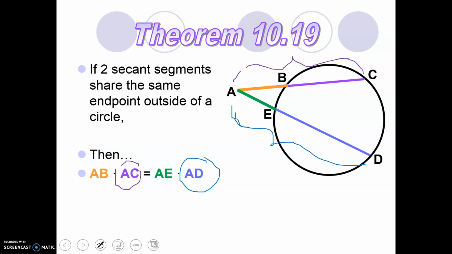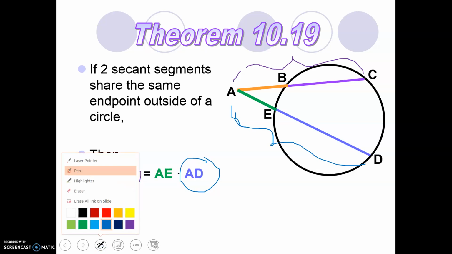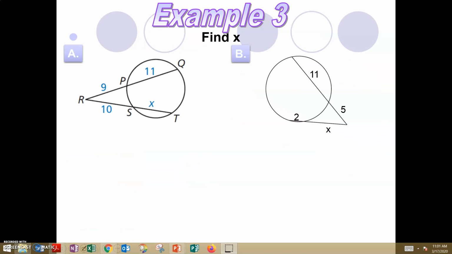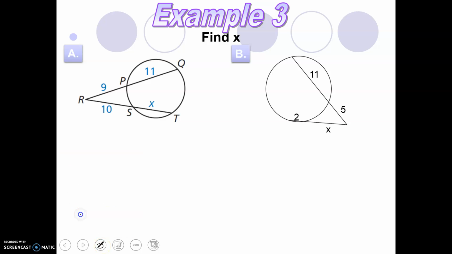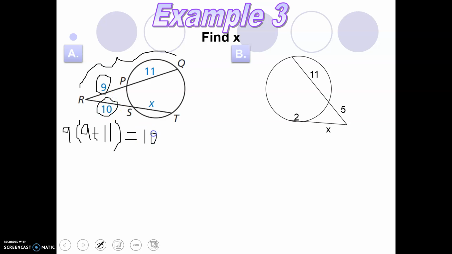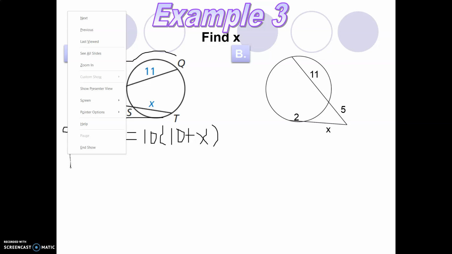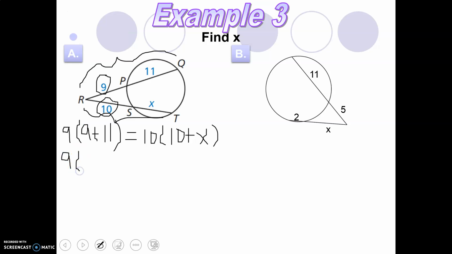All right, we're going to practice that on the upcoming examples. Let's start with 3A. We have two secant segments. We've got 9 out here, so we're going to go outer times whole: 9 times 9 plus 11 is equal to 10 times 10 plus x. That's going to simplify to 9 times 20.